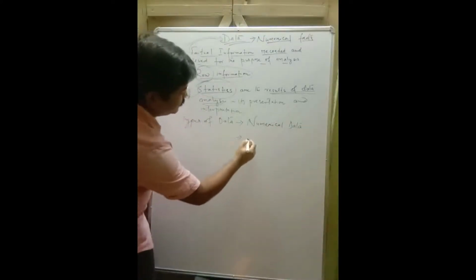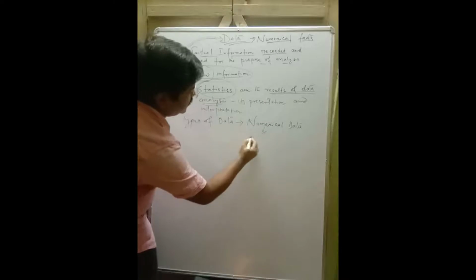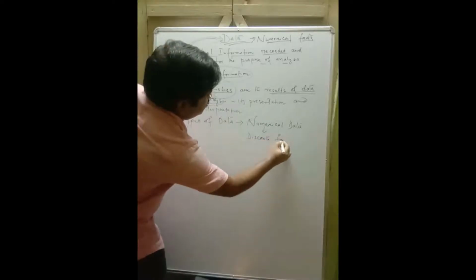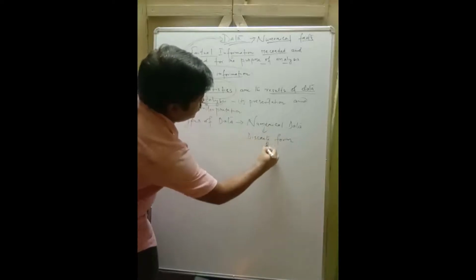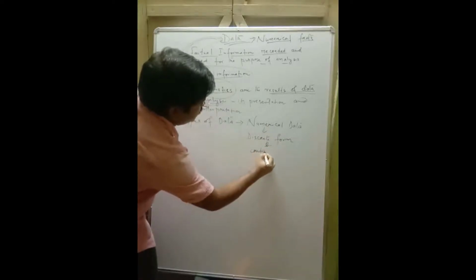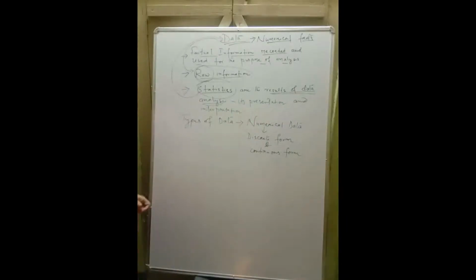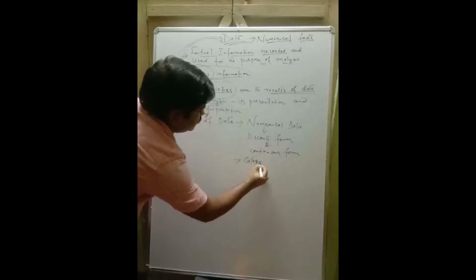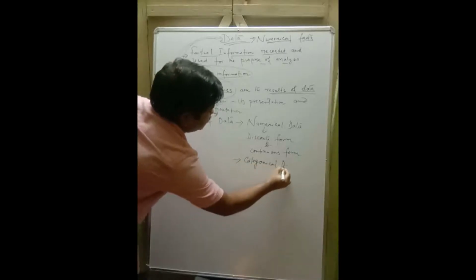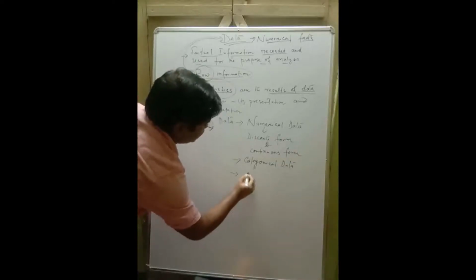again numerical data having discrete form and continuous form. Then we have categorical data and ordinal data.